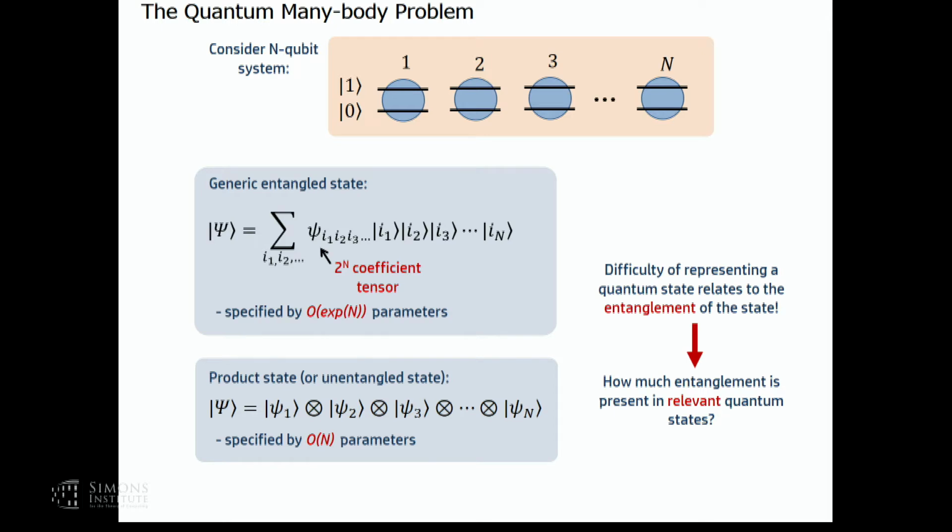So you can see here that the difficulty in representing a quantum state is somehow related to the entanglement. If I have no entanglement, then it's just a very simple product state. So there may be some hope of going in between these two extreme cases, where I can still have some amount of entanglement and still do things efficiently. Okay, so this brings us to the question of how much entanglement is present in relevant quantum states, the types of things we may care about.